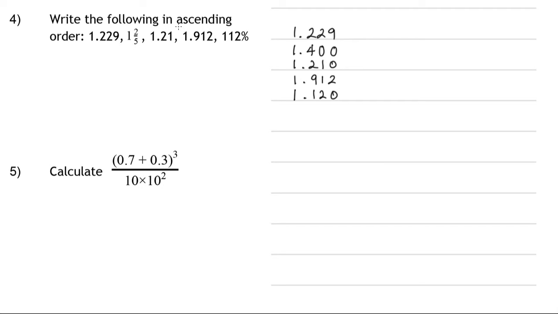Now we have to do this in ascending order, which is smallest to largest, and the smallest number here is this one. So that's the first one. Second, we have this one. Then we have 1.229, then 1.4, and the last one, 1.912. Now I need to write these in order.